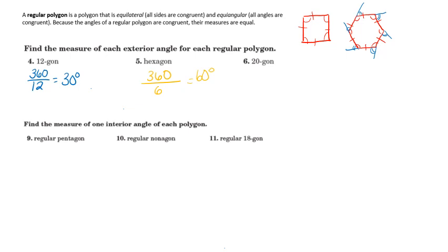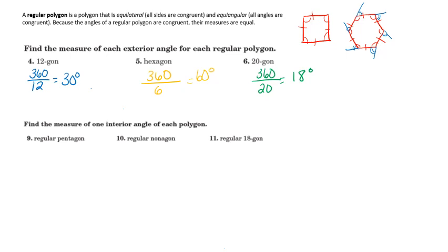If I do a 20-gon, I'm going to divide 360 by 20, and each one is 18 degrees. So each exterior angle is 18 degrees. If I wanted to find the measure of each interior angle, I have a couple of choices. I can put it into the formula.